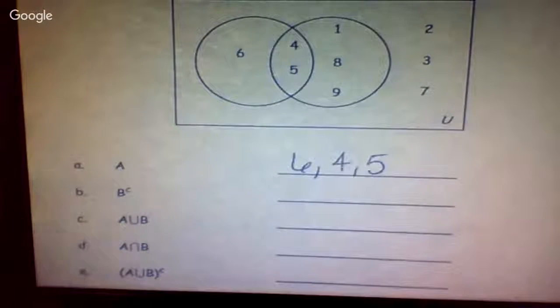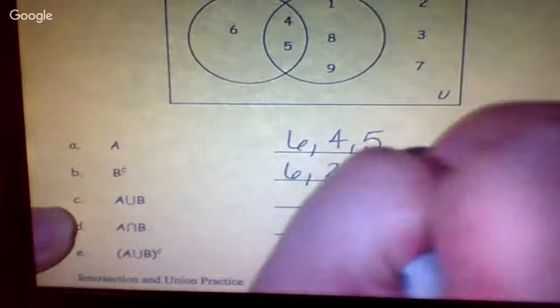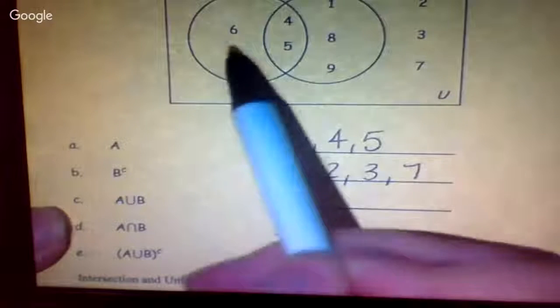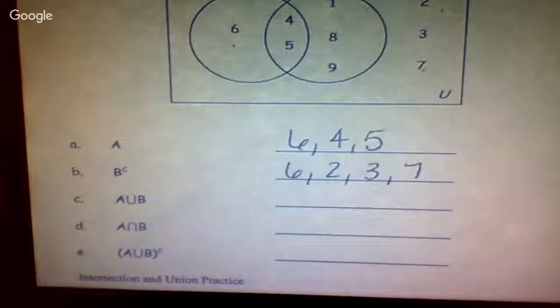Be careful. This one asks you to just list the elements that belong in the set. They don't want the probability. Okay, B. They want the complement of B. What is the complement of B? 6, 2, 3, and 7. Where you said 6 at? Your 6 is in set A, and 2, 3, and 7 don't belong in either. When they say complement of a thing, they just mean what's not in that. Right, what's not in it.